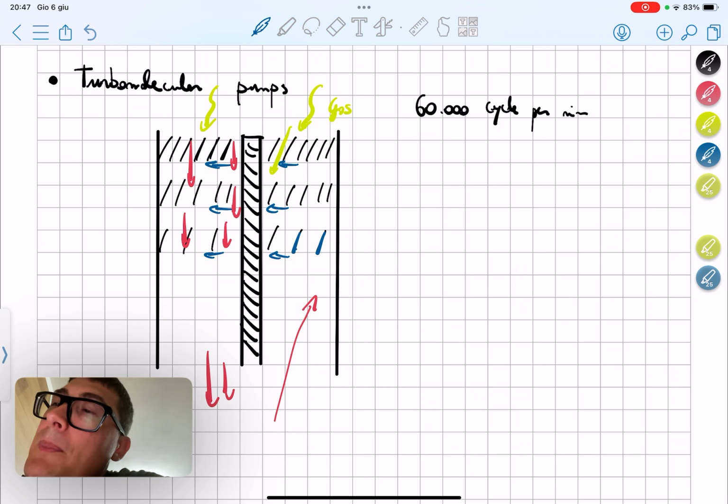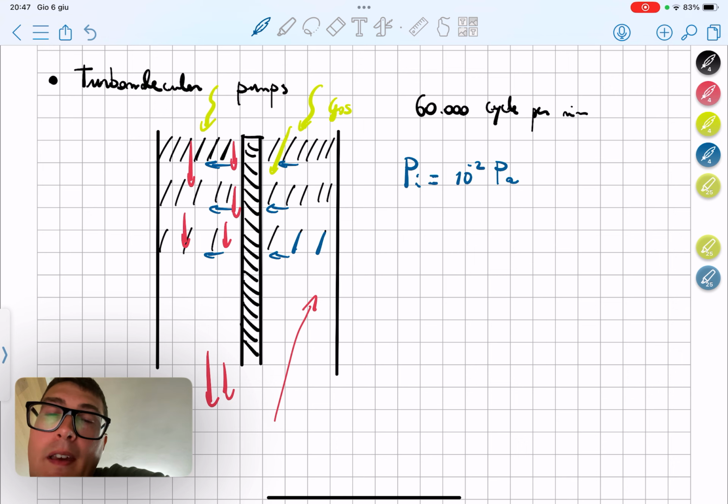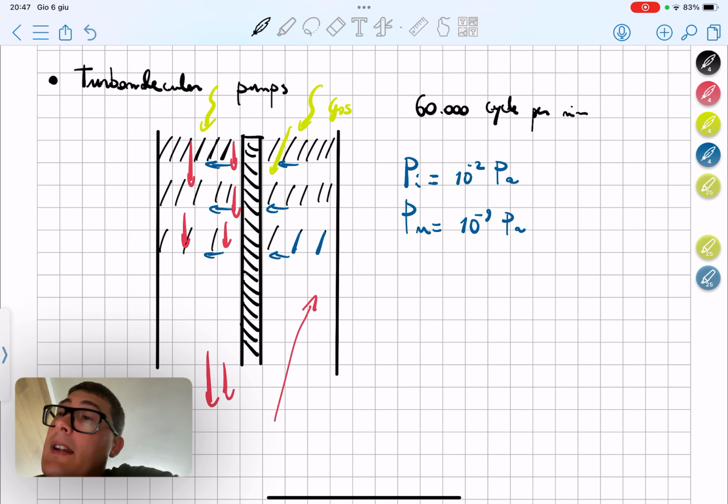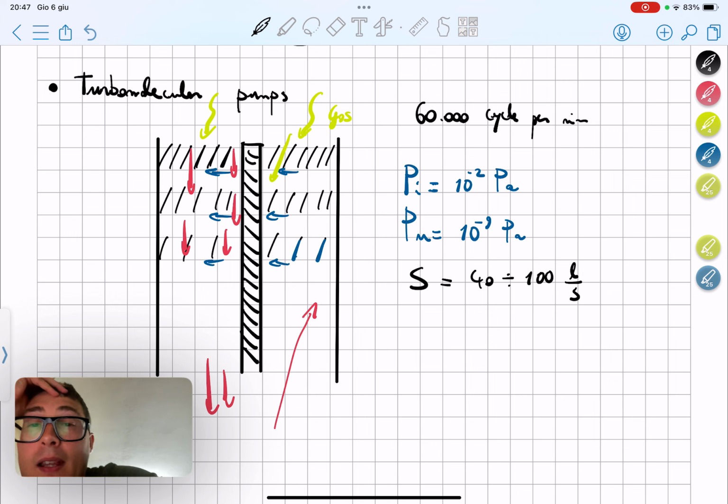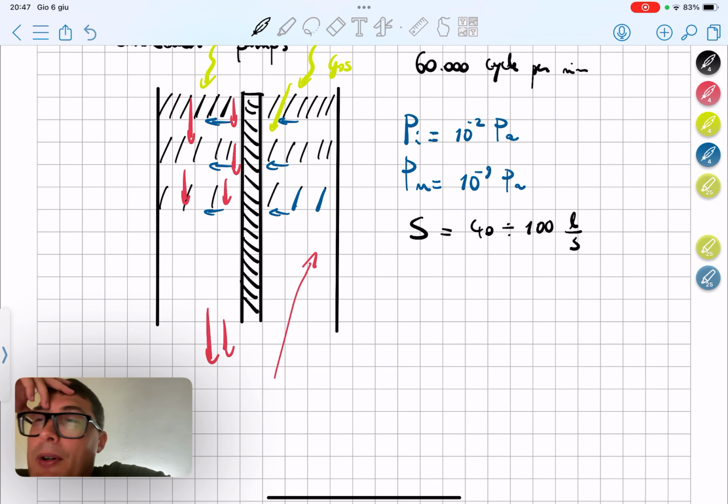So this type of pump needs an initial pressure which has to be already somewhat low, somewhere in the medium vacuum regime, but they can reach very, very, very low pressure, maybe 10 to the minus 9 Pascal or so, using a pumping speed which goes from 40, let's say, to 100 or even more liters per second. These parameters highly depend on the dimension, on the cost, on the brand of these pumps. Those are just indicative numbers, just to give you an idea.